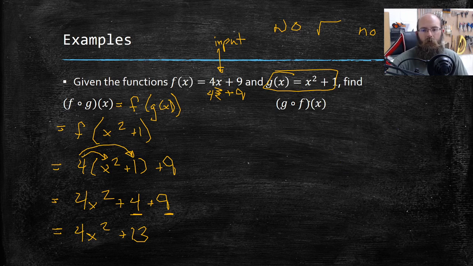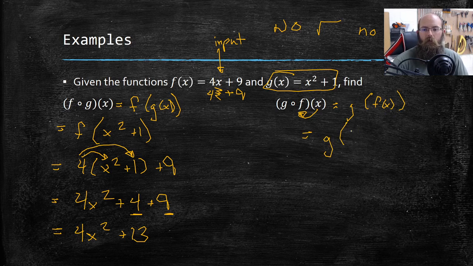So now g composed of f of x. Take an x, plug it into my f function. Done. They gave it to me like that. Then I plug all of that into g. G gets the whole f of x plugged into it. So the g function gets all of f of x.